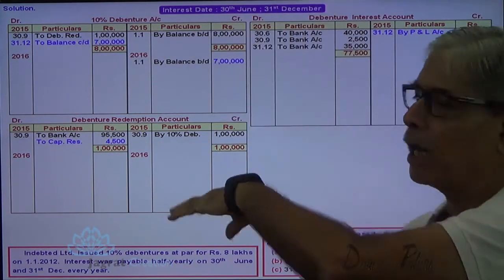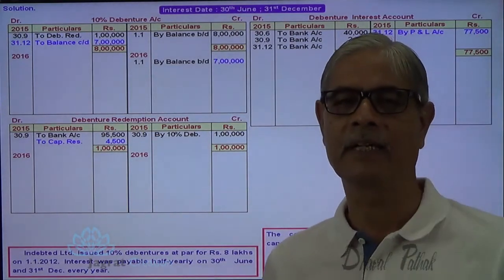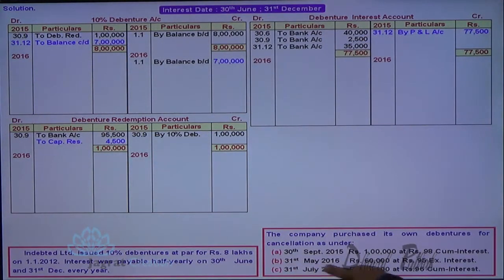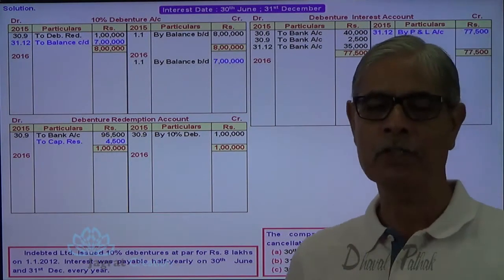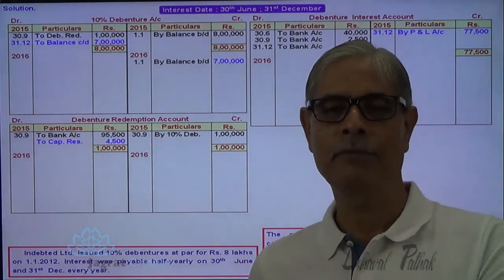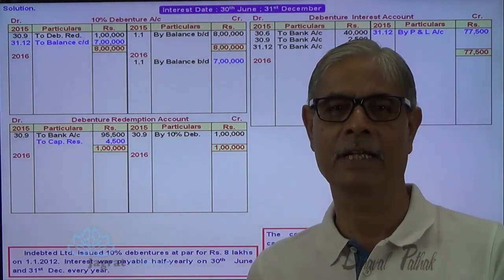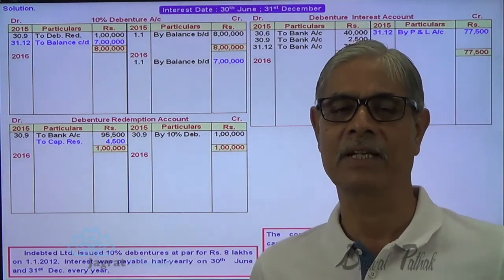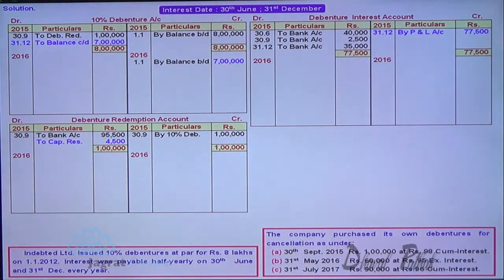This is how accounting for 2015 is being done. Now I want to go for 2016. In 2016 there is only one transaction, that has occurred on 31st of May. The first interest date is 30th June. Before that, on 31st of May, a purchase and cancellation transaction has taken place. So let me work it out.